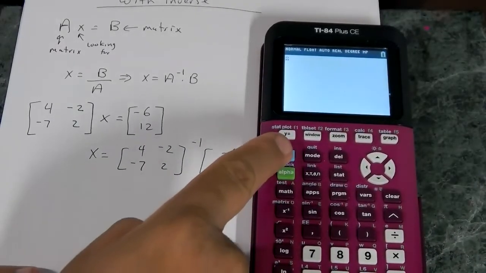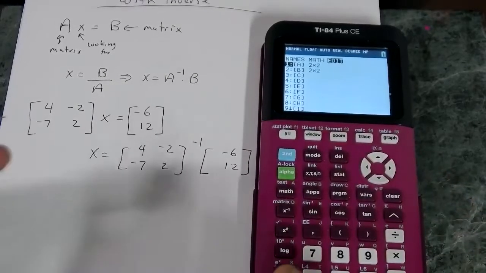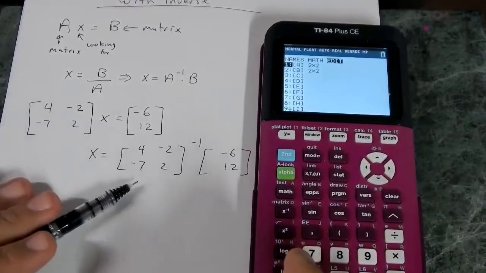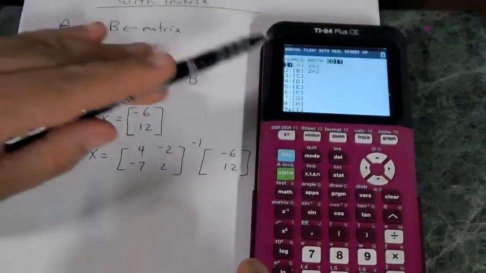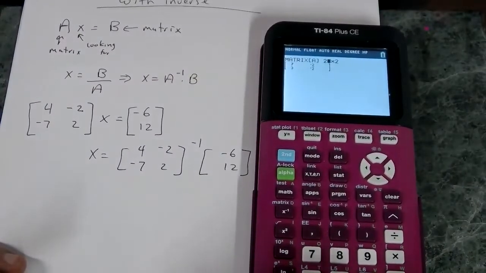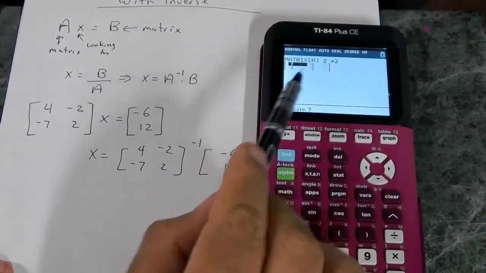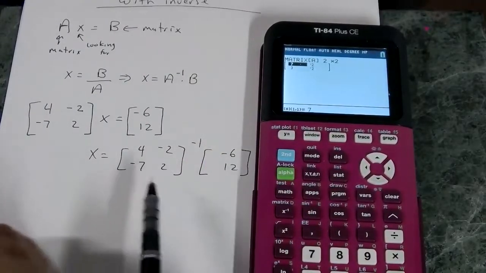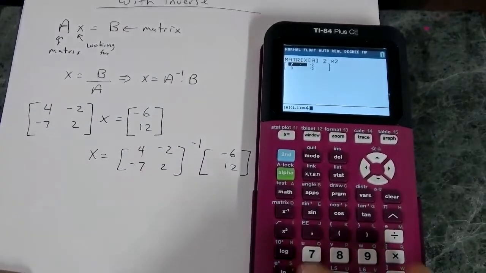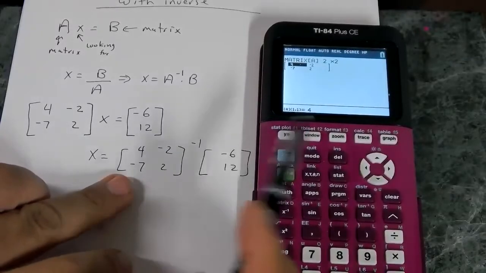All right, so matrix is right here, see it? I'm going to do second matrix, and I want to go to edit. I want to make that first one a 2 by 2. When you hit edit, it's on 1 right now, but when you hit enter, you can put 2, enter, 2, enter, and it changes it to a 2 by 2. Now plug in your matrix right here. 4, enter, -2, -7, and 2. You just entered A. That's it.